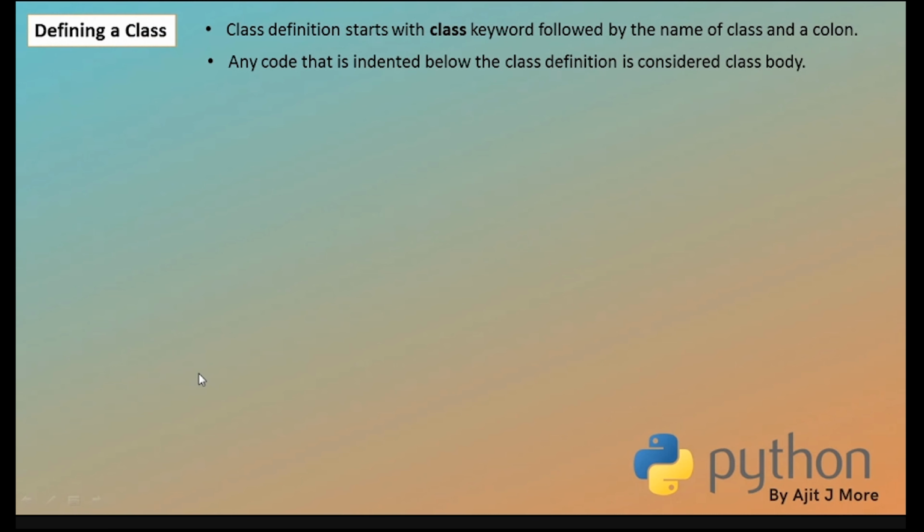So any code that is indented below the class definition is considered as class body. Okay, that is the class definition, the class header line. Header line means you are getting the keyword class, the name of the class, and a colon. Okay. So I hope you understood. I'm just giving this syntax. See, class, class body, and name of the class.